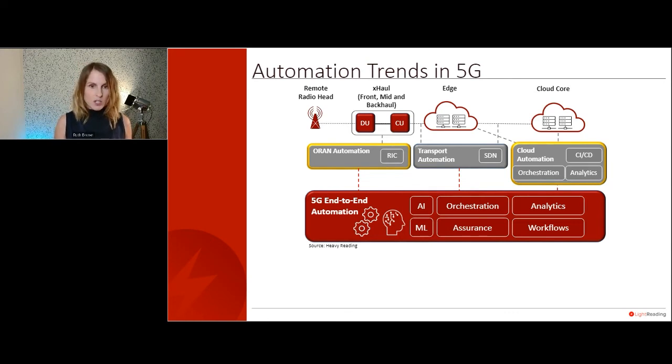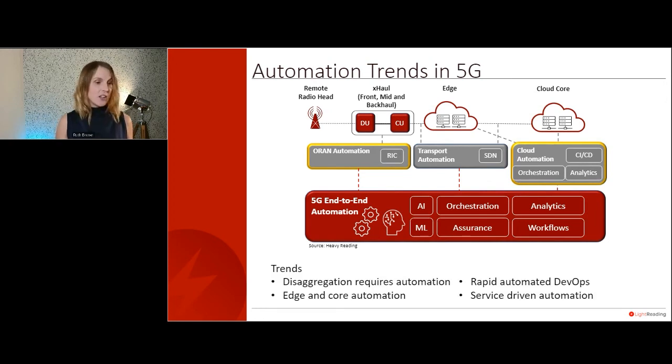So moving on to have a look at the trends. Firstly, disaggregation has happened in all areas across the 5G network. It's enabled many benefits. So we're able to avoid vendor lock-in, we're able to share network resources, and also it supports a lot of flexibility within the 5G network.